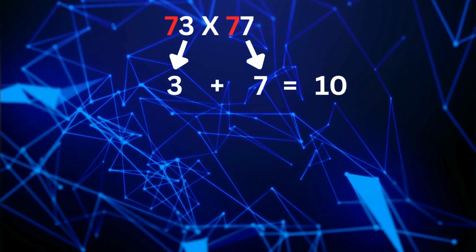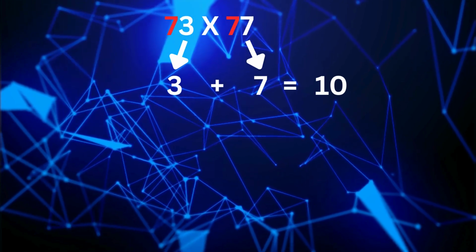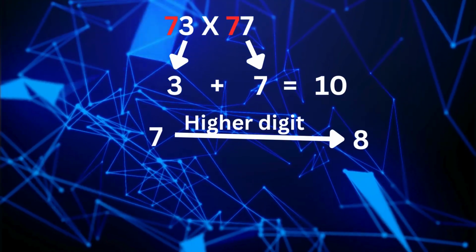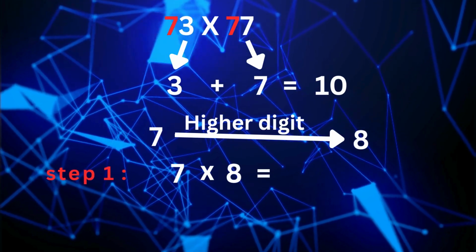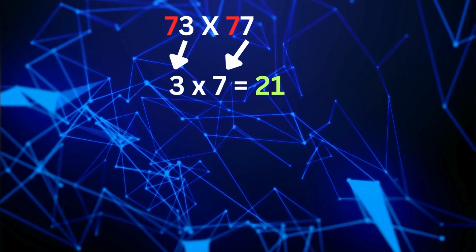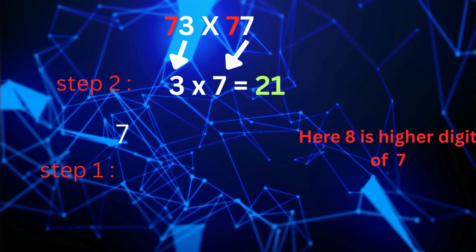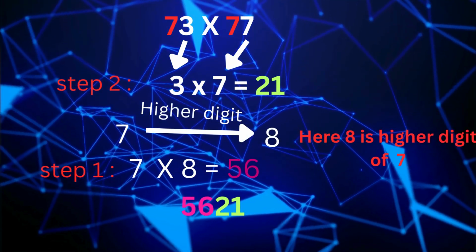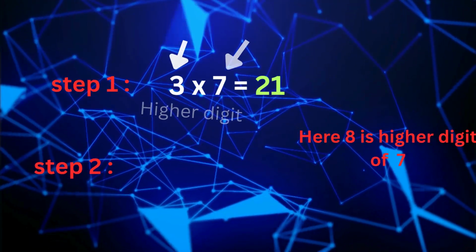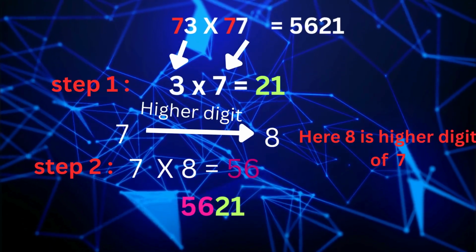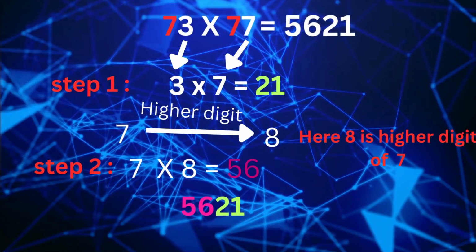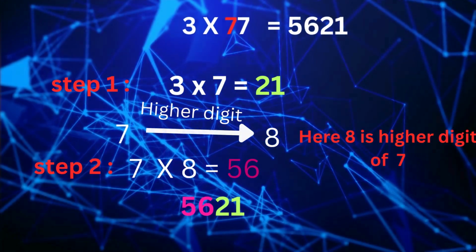Step 1. Multiply 7, that is the first digit, by the next number, 8. So 7 multiplied by 8 equals 56. Step 2. Now multiply the last digits. 3 multiplied by 7 equals 21. Put them together. You get 5621. So 73 multiplied by 77 equals 5621.